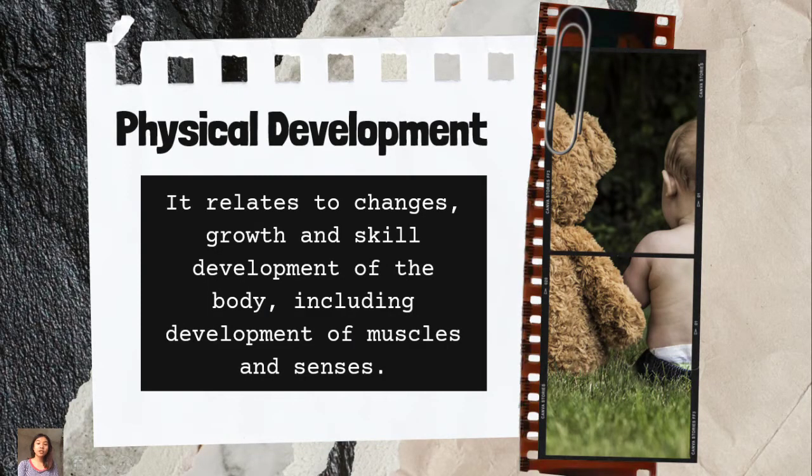Physical development relates to changes, growth, and skill development of the body, including the development of muscles and senses. It refers to the natural processes by which bodies grow, evolve, and develop over time. Between the ages of birth and 3, young children rapidly grow and attain critical milestones, laying the groundwork for future development. That's why one of the most essential domains of infant and toddler development is physical development.